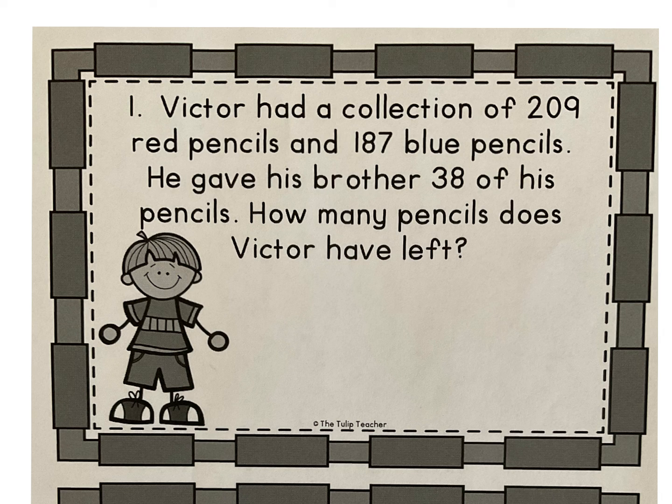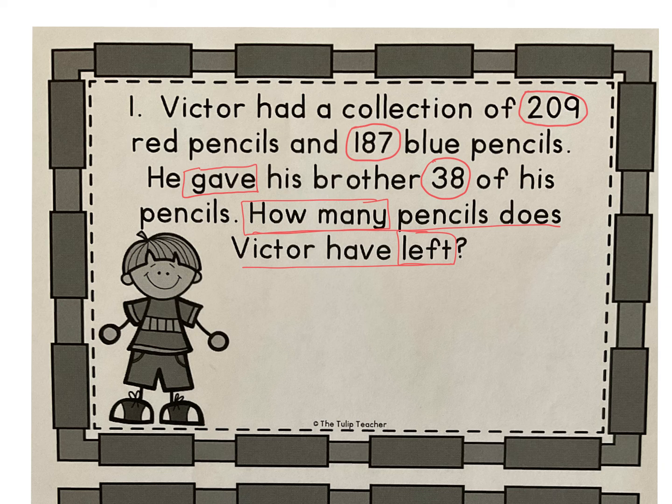Okay, so number 1, Victor had a collection of 209 red pencils. Make sure you are doing exactly what I'm doing. So he had a collection of 209 red pencils and 187 blue pencils. He gave, I'm going to actually put a box around that word because it's going to be important when it comes time to solve the problem. He gave his brother 38 of his pencils. How many pencils does Victor have left? Okay, so how many left?